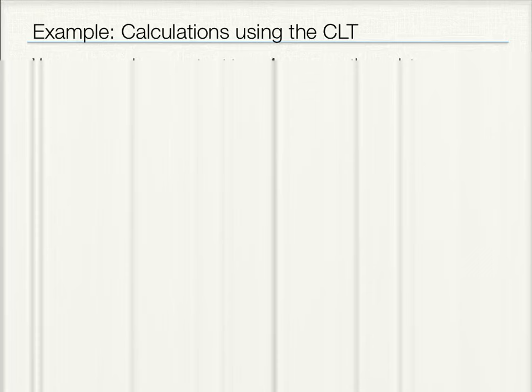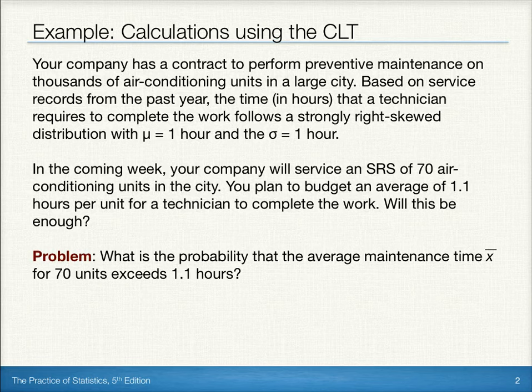In the coming week, your company has to service a simple random sample of 70 air conditioning units in the city. You plan to budget an average of 1.1 hours per unit for a technician to complete the work. Will this be enough? So our problem is to figure out what the probability is that the average maintenance time, x bar, for 70 units exceeds 1.1 hours.